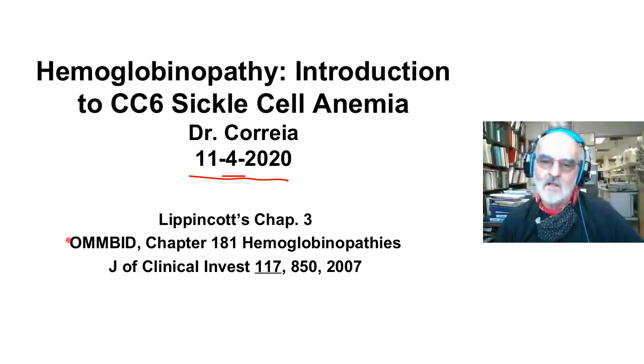A lot of my information comes out of a chapter on hemoglobinopathies in an online textbook. It's actually a book of chapters, Online Metabolic and Molecular Bases of Inherited Disease, I think. This used to be in the library. It's no longer available in the library. They don't want to pay the fee. There's a newer version available out there, but you have to basically buy a subscription.